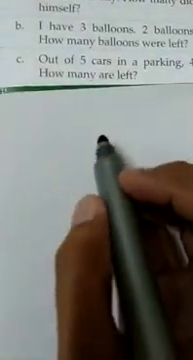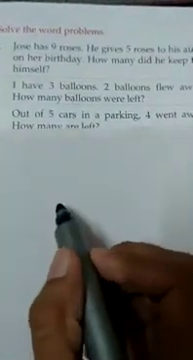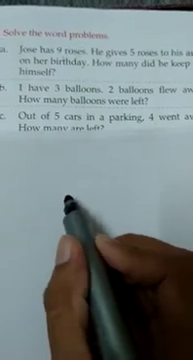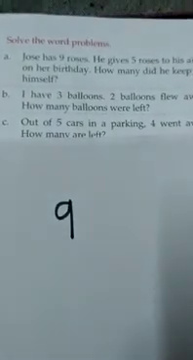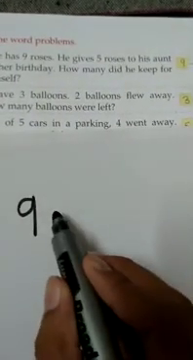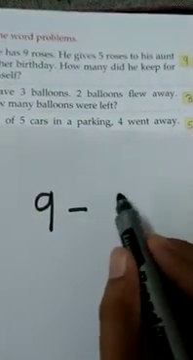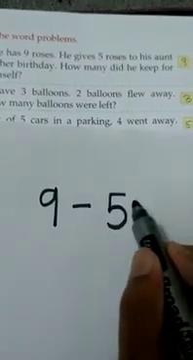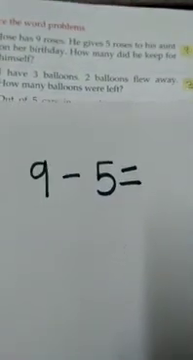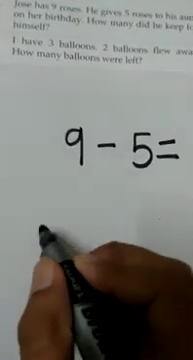9 roses. Now you can count on your finger or you can calculate in another way also as I am showing to you. This is just to explain you. I am using a rough page. How many roses Josh had? 9. And he gives 5 roses to his aunt. That means we have to subtract 5 from 9. You can subtract on your finger or even by drawing the lines as I am showing to you.